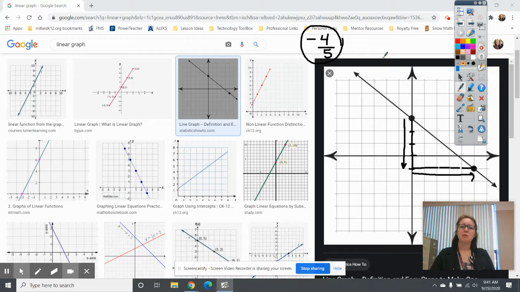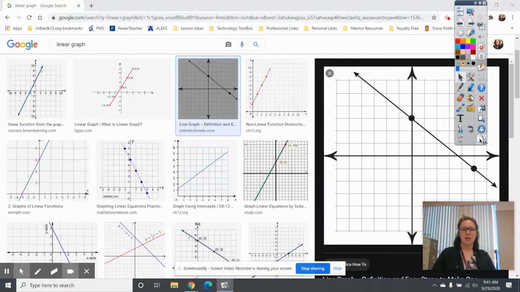Now, to know if you're going negative or positive, I always imagine a guy skiing. You always start left to right, just like when you're reading. When you go left to right, if he's skiing down, your slope should be negative, just like it is here. If he's skiing up, then your slope's positive.